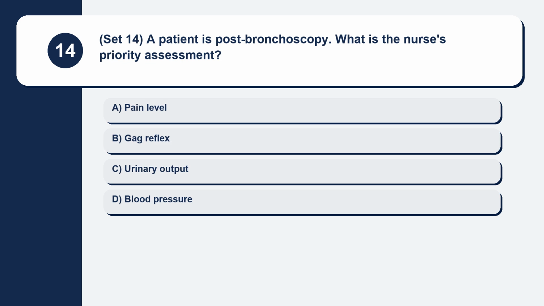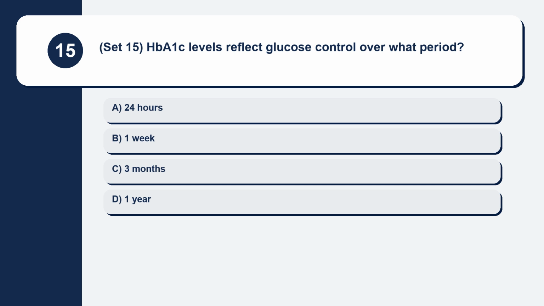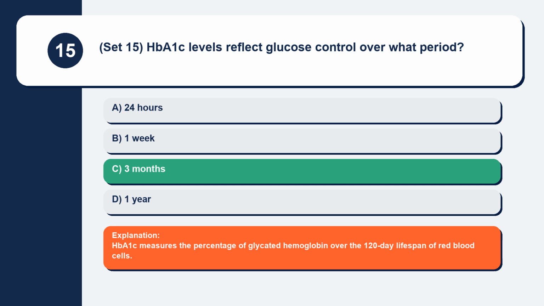Question 14. Set 14. A patient is post-bronchoscopy. What is the nurse's priority assessment? Pain level, gag reflex, urinary output, blood pressure. The gag reflex must return before the patient can safely eat or drink to prevent aspiration. Question 15. Set 15. HbA1c levels reflect glucose control over what period? 24 hours, 1 week, 3 months, 1 year. HbA1c measures the percentage of glycated hemoglobin over the 120-day lifespan of red blood cells.